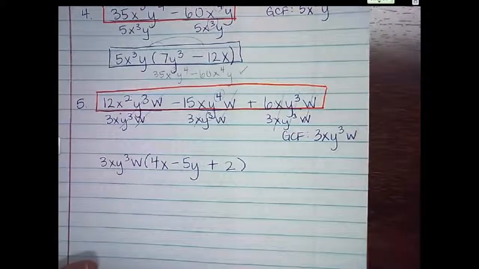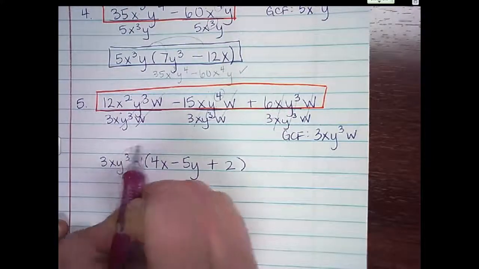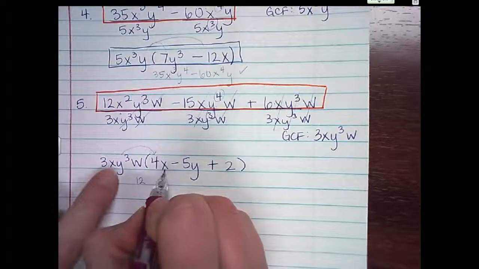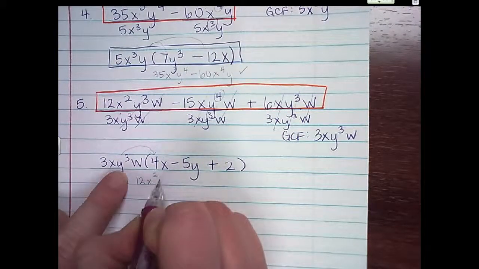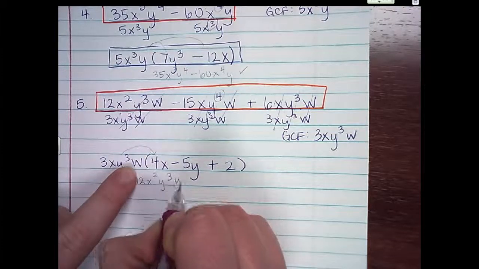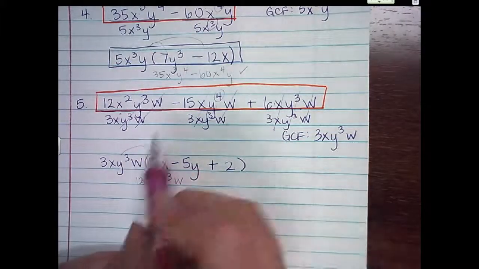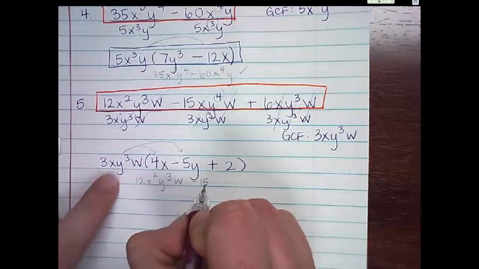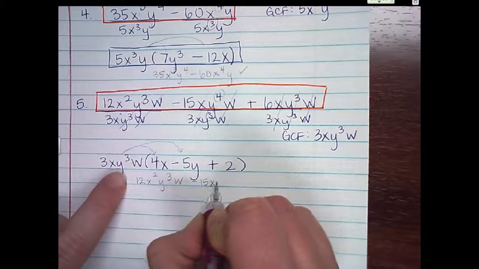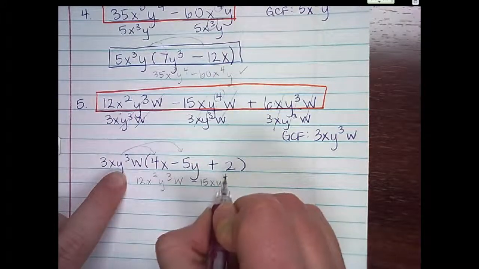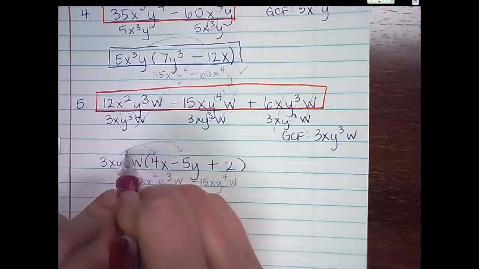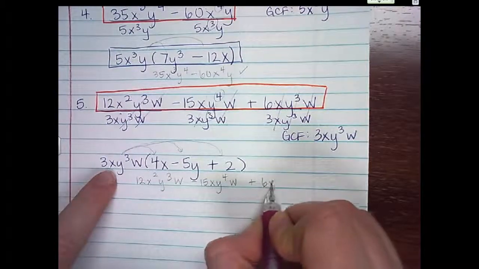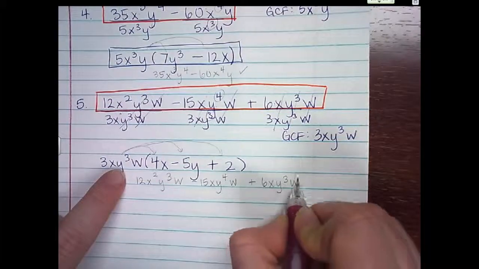Okay, now this one's a crazy one, so check this. So this one times this one, I would do 3 times 4 is 12. I have 2 x's, I have 3 y's, and I have a w. Check the next one. 3 times negative 5 is minus 15. I have 1x, 4 y's, there's one there, and then a w. And then the last one, 6x, and then y cubed, w.